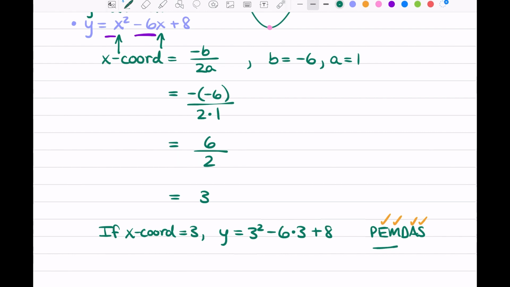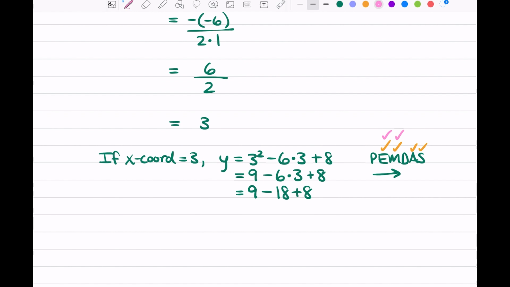Remember with PEMDAS, our order of operations, we move left to right. So let's focus on the E, the exponent. That is our 3 squared. So 3 squared is 3 times 3, which is 9. And we leave everything else the same. So our E is done. Next is the multiplication. So we have 9 minus 6 times 3 gives us 18. And then we have our plus 8 at the end.